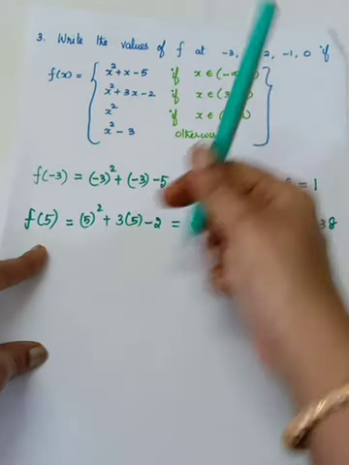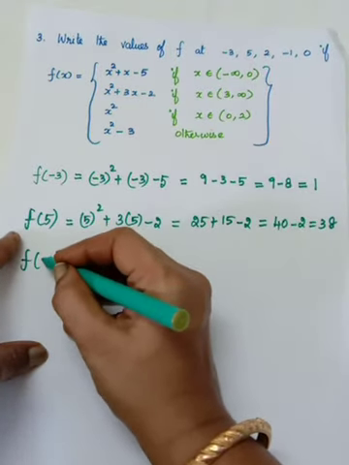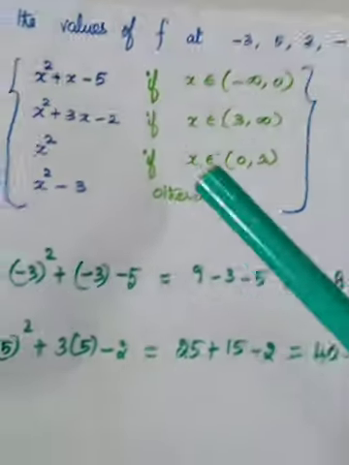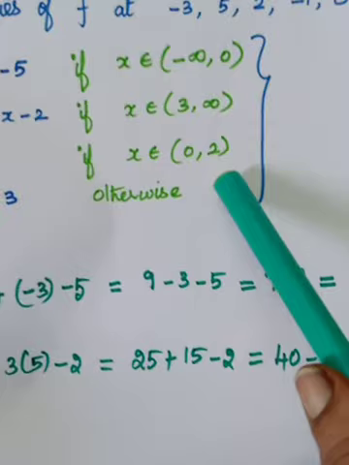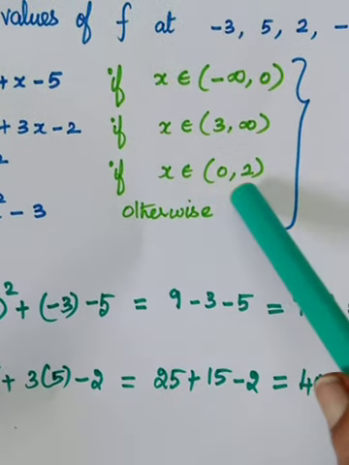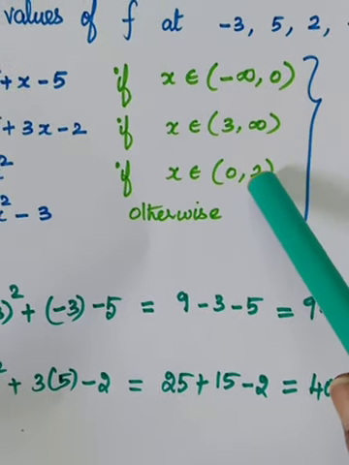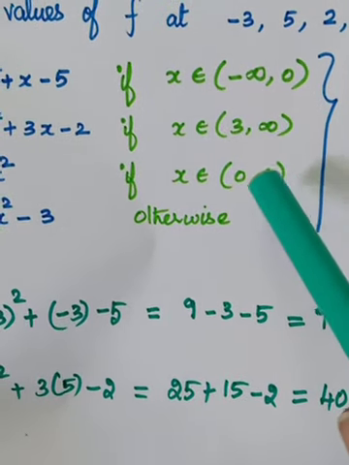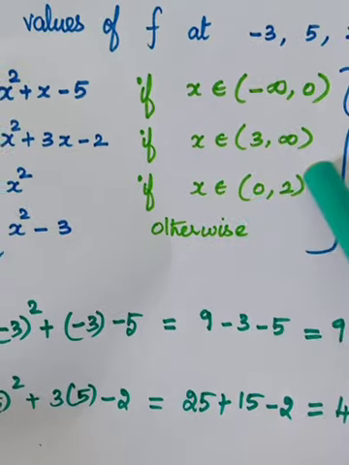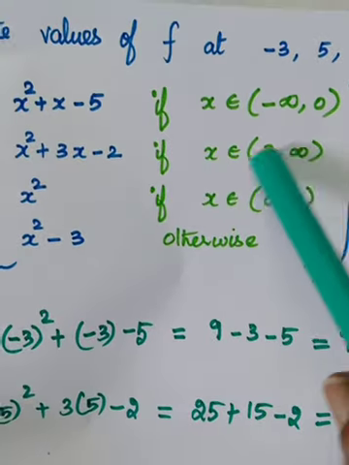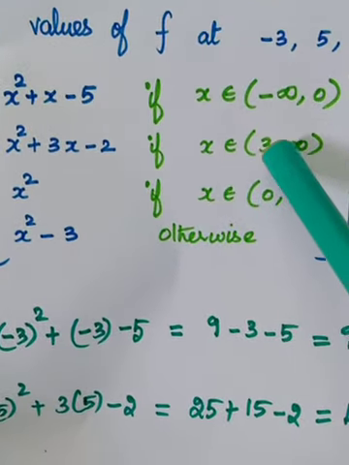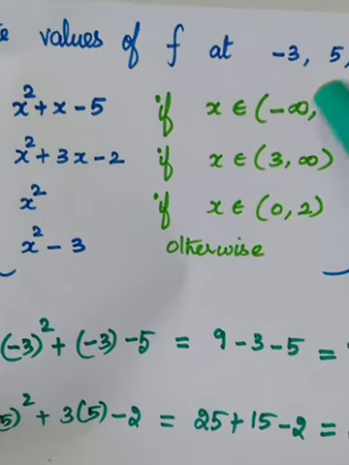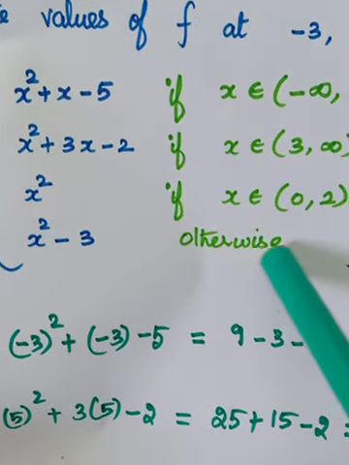Next one, you have to find f of 2. Okay, so where will 2 be? Here, if you consider this interval, you will have 2. But you see, it's an open interval. Open interval means the two endpoints are not included. So 2 is not included in this interval. So you should not choose this interval. Here also you will not get 2. It is after 3 only that you will have it. Here you will have only negative. So you have to choose otherwise.